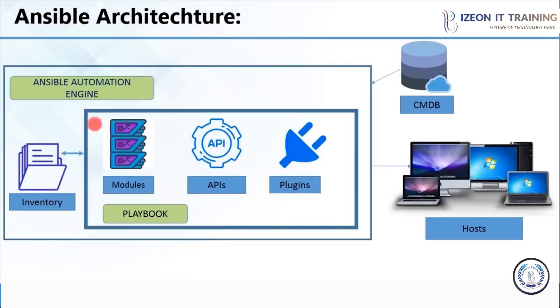Inside playbooks, I've got modules, APIs, and plugins. Now, modules are the core files. Playbooks contain a set of plays, which are a set of tasks. And inside every task, there is a particular module. So when you run a playbook, it's the modules that actually get executed on all your node machines. So modules are the core files.